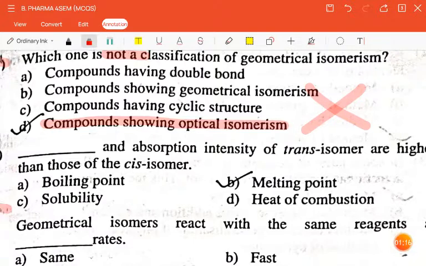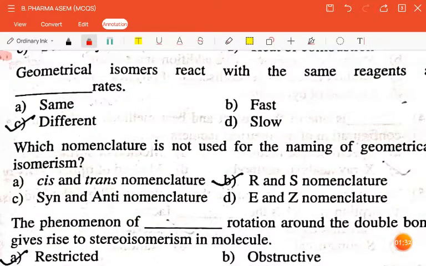The next question is, dash and absorption intensity of trans isomer are higher than those of cis isomer. Boiling point, melting point, solubility, heat of combustion. So the correct answer is melting point. Next question is, geometrical isomers react with the same reagent at dash rates. Same, fast, different, slow. So the correct answer is different rates.